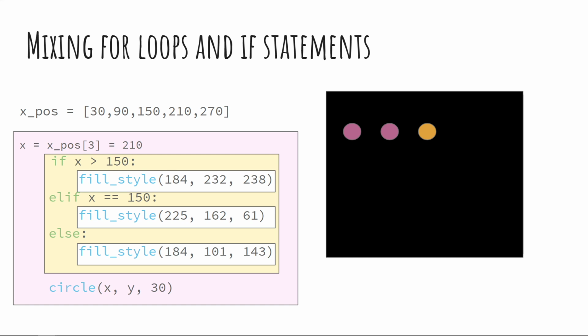X is x position at 3, which is 210. Is 210 greater than 150? Yes, it is. So we fill in a light bluish and draw our circle, and then go back to the top and use our last value, 270. Is 270 greater than 150? Yes, it is. So again, we fill in blue. And so you can see using for loops and if statements, we can end up with these things that change horizontally, but in kind of classes, which is another really useful way of using them.